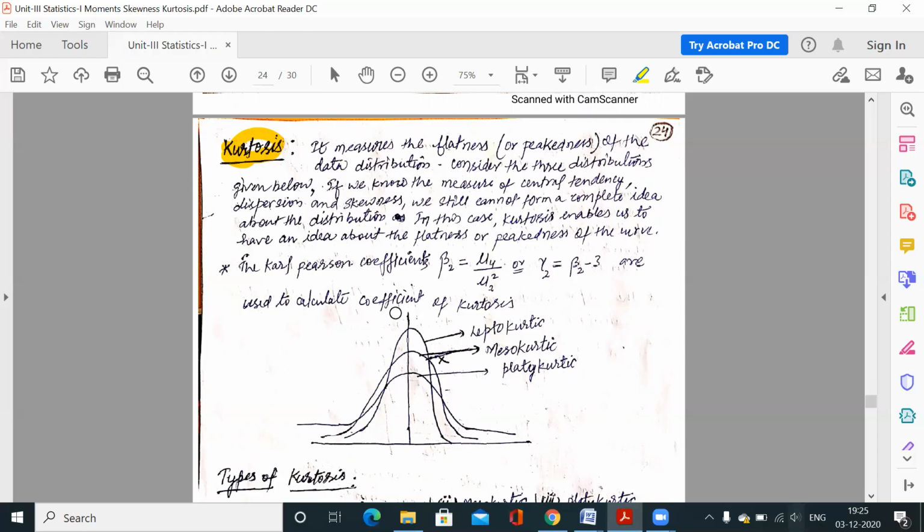It measures the peakness or flatness of the data as compared to the normal curve. If you observe these three figures, the first one is more peak than the other two distributions, and the last one, this third one, is less peak than the other two, and this is normal.